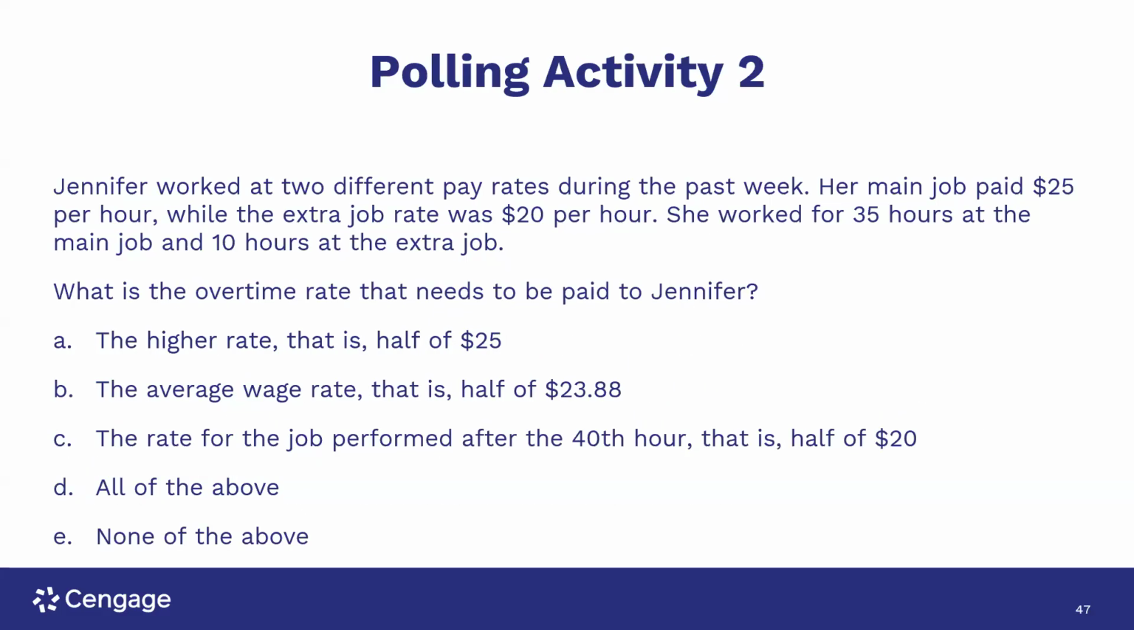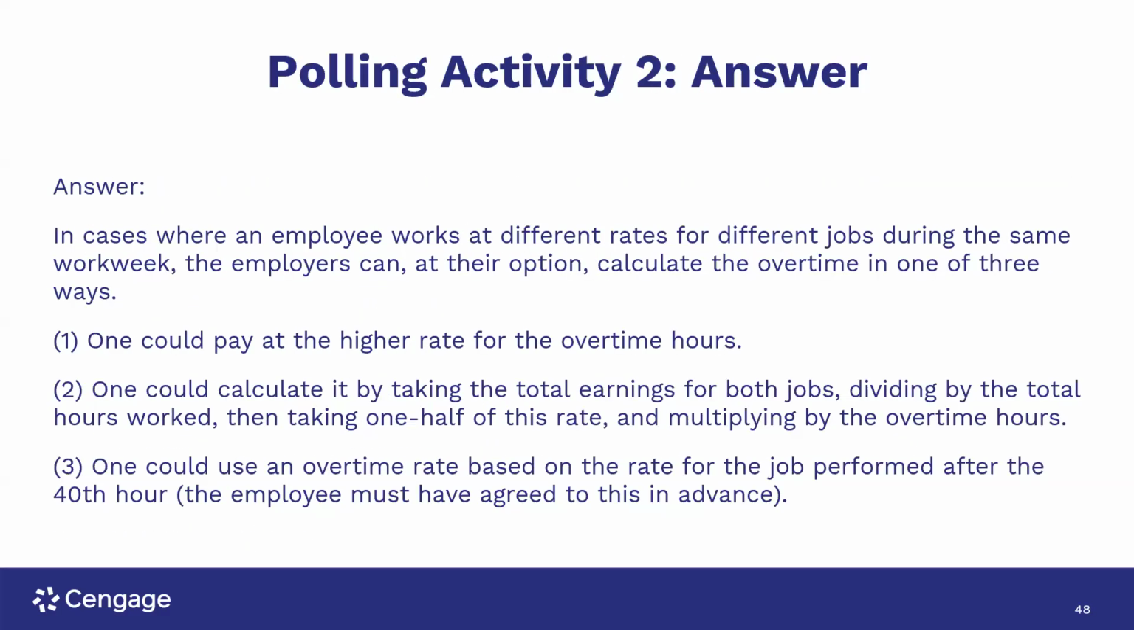However, in certain circumstances, all of these options are acceptable by the employer. So the employer could pay the higher rate for the overtime hours, or take the total earnings for both jobs divided by the total number of hours, a weighted average, and multiply that by the overtime to arrive at the overtime pay.